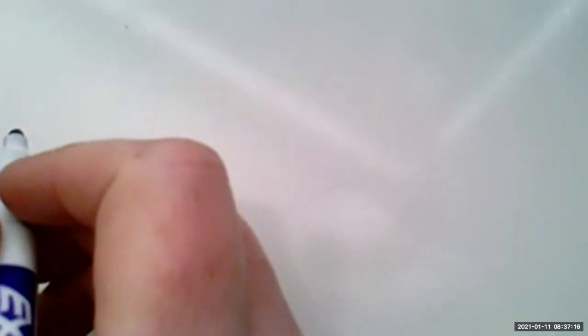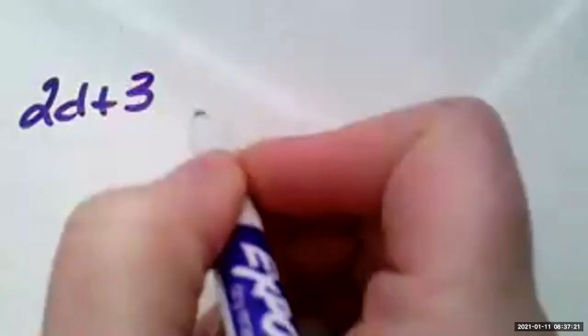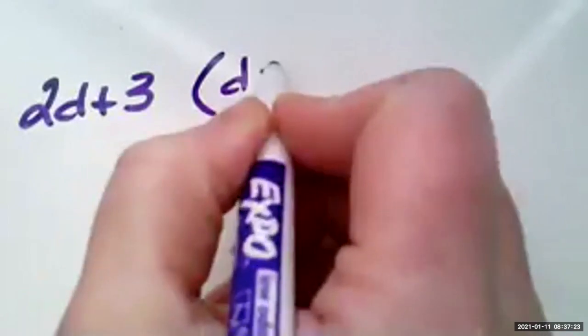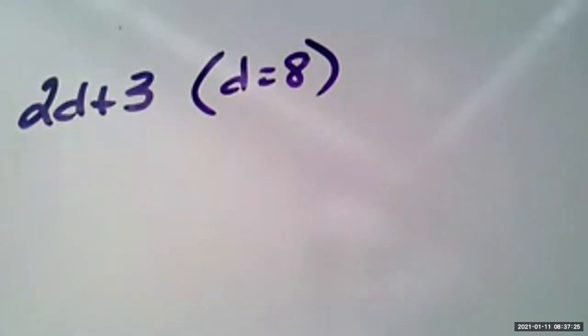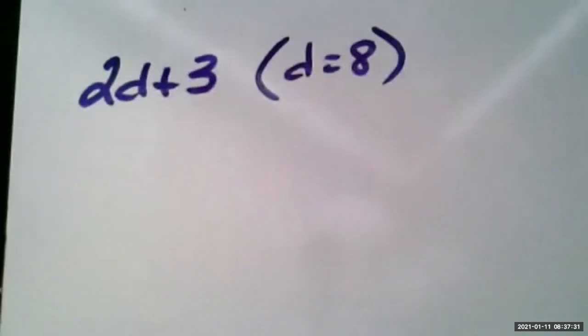First example I would like to set up for you is just solving a few of these variable expressions, just to remind how to solve a problem with a variable in it. So let's start off with this one. How about 2d plus 3 if d equals 8? What if d equals 8? Then what would the answer be to this expression if you were to solve this expression?